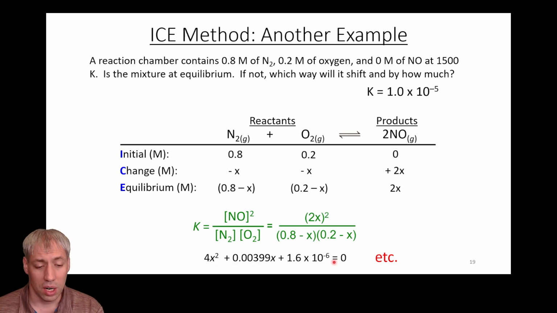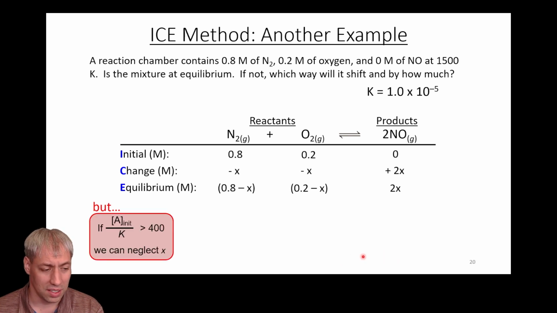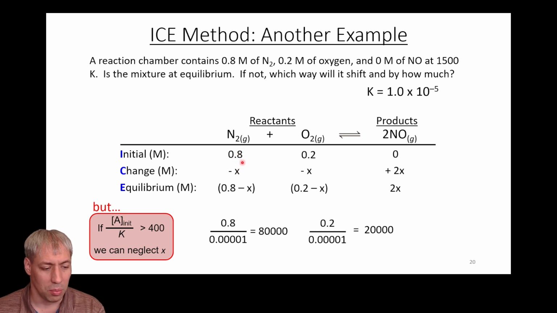And so we could do the quadratic formula for this, but we really have to ask ourselves, do I have to? Is X going to matter enough that I have to do that full math? If the initial concentration divided by K is greater than 400, we can neglect X. Here's our initial concentration, 0.8. There's our equilibrium constant, 1 times 10 to the minus 5. 0.8 divided by 0.00001 is 80,000. 0.2 divided by the same is 20,000. And so both of these numbers are huge.